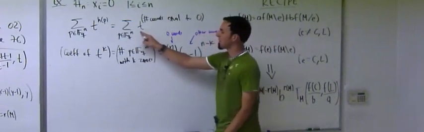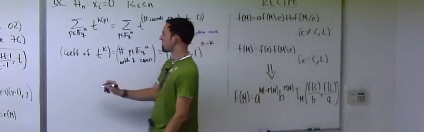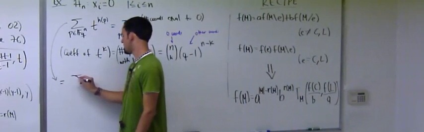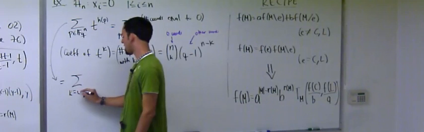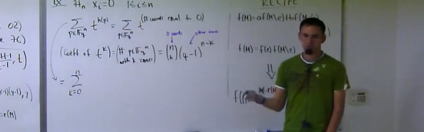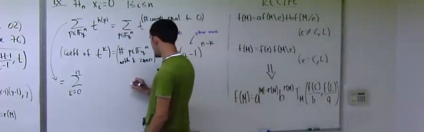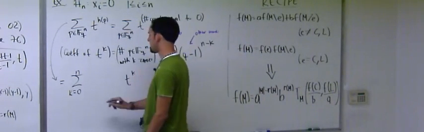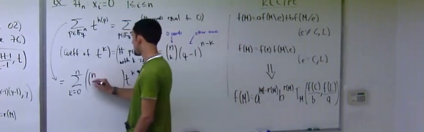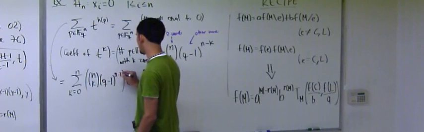So what I'm saying is that the term t to the k appears this many times. And so this sum is equal to the summation, where k goes from 0 to n, because I have somewhere between 0 and n coordinates which are equal to 0. And then the number of times that t to the k appears is this one: n choose k, times q minus 1 to the n minus k.